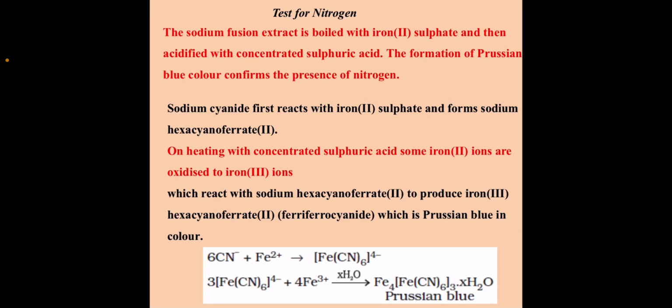Cyanide reacts with iron(II) sulfate and forms the Prussian blue color compound. Sodium cyanide first reacts with iron(II) sulfate and forms sodium hexacyanoferrate(II). Then on heating with concentrated sulfuric acid, some iron(II) ions are oxidized to iron(III) ions. It means Fe2+ gets converted to Fe3+, which reacts with sodium hexacyanoferrate(II) to produce iron(III) hexacyanoferrate(II), that is ferriferrocyanide, which is Prussian blue in color.